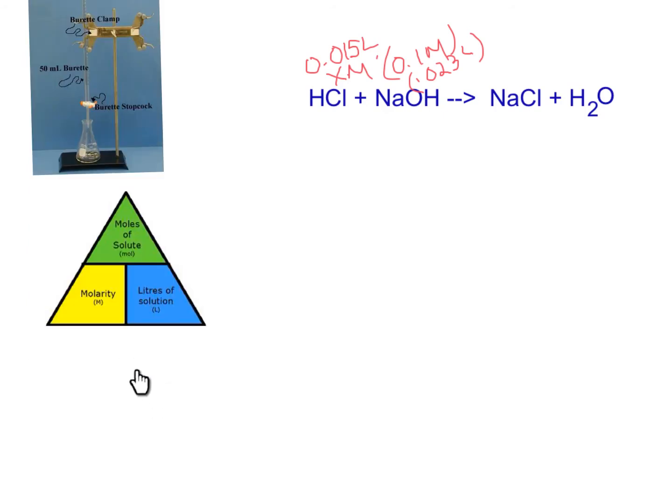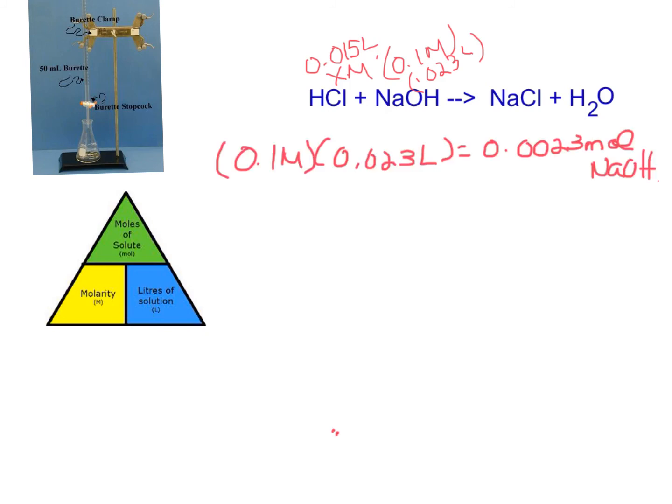Remember the triangle? We know the molarity of the base, and we know the volume of the base, and molarity times volume will give us moles of base. So I multiplied my molarity by my volume, and I got 0.0023 moles of sodium hydroxide.